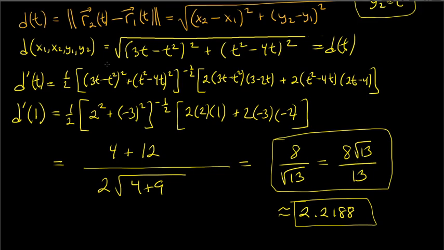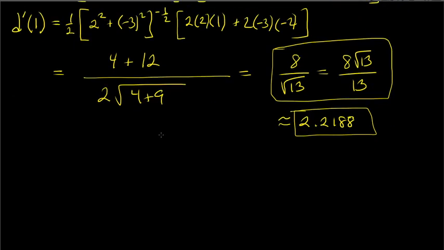Okay, even though distance is a positive quantity, the rate of change of the distance could be positive or negative, depending on whether they're moving apart, right? So if the two particles are moving apart, then the derivative will be positive. If the particles are coming together, the derivative will be negative. Or obviously if the distance is not changing, then the derivative could be 0.